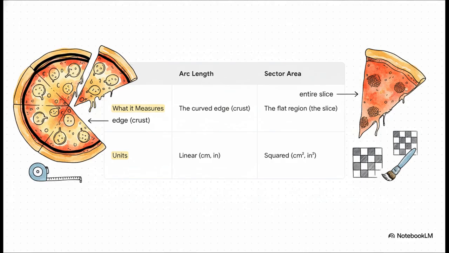Now, it's really important we don't mix this up with something we've talked about before, arc length. Remember that? Arc length just measures the crust. It's a one-dimensional length. But today, with sector area, we're measuring the whole slice, which is a two-dimensional area. The units give it away. We use things like centimeters for length, but centimeters squared for area. It's a small difference in words, but a huge difference in what we're measuring.